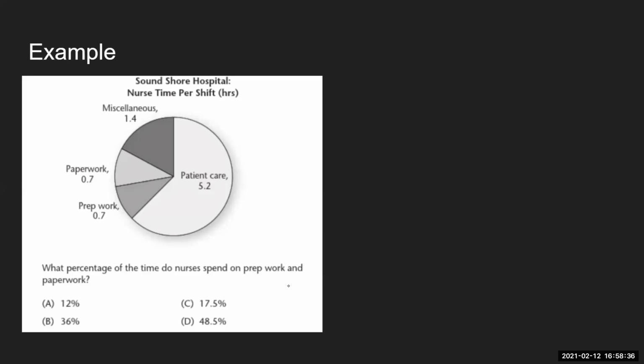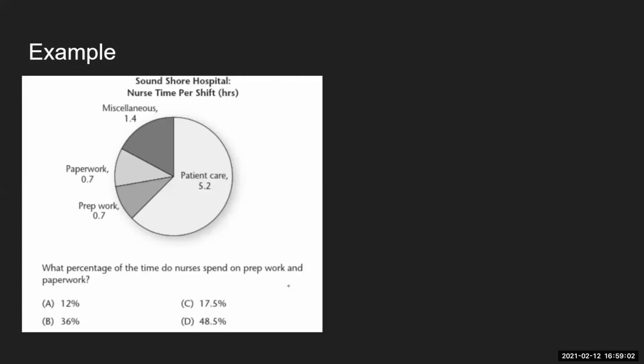So for example, you might see something like this. This is a pie chart showing the nurse's time per shift in hours at Sound Shore Hospital. That's why it's really important that you read the title, because it tells us it's in hours and it's how nurses' time is broken down per shift. So the whole circle is going to be their total shift.